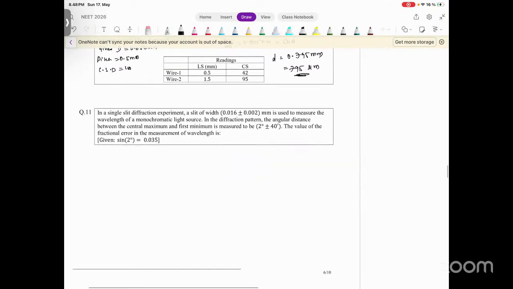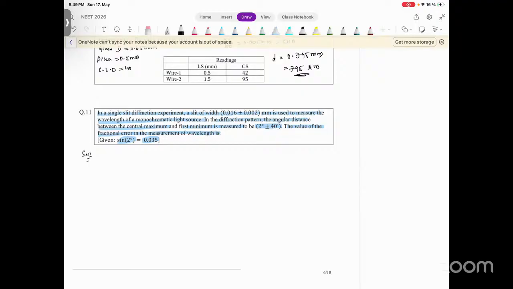Question number 11, see below. In a single slit diffraction experiment, a slit width of 0.016 plus or minus 0.002 mm is used to measure the wavelength of a monochromatic light source. In the diffraction pattern, the angular distance between the central maxima and first minima is measured to be 2 degrees plus or minus 40 seconds. The fractional error in the measurement of the wavelength is asked, with sine 2 degrees given as 0.035. This is also a good question.